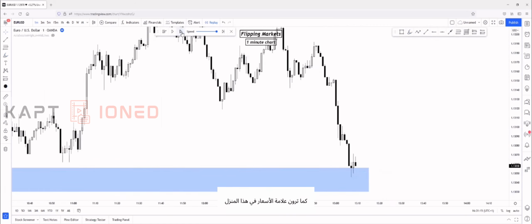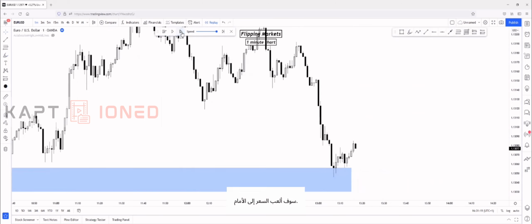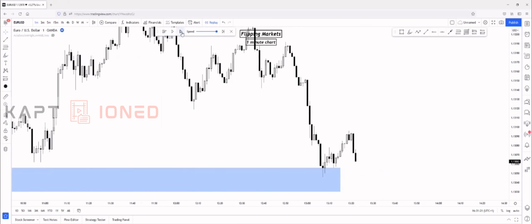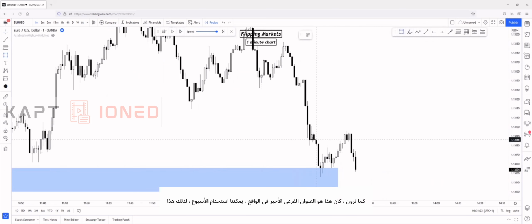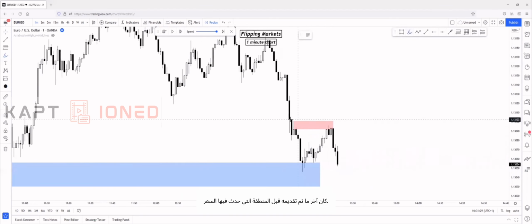As you can see, price tapped the zone. I will just play price forward. Price reacted on this supply zone. As you can see, this was the last supply zone. Actually, we can use the wick. So this was the last supply zone before the zone tap happened. Price reacted on this supply zone. So supply is in control again.